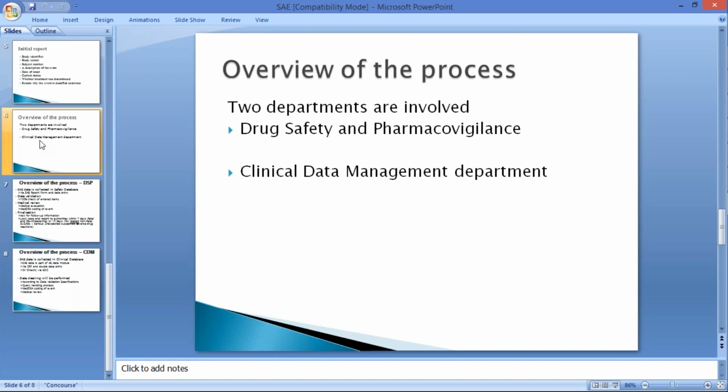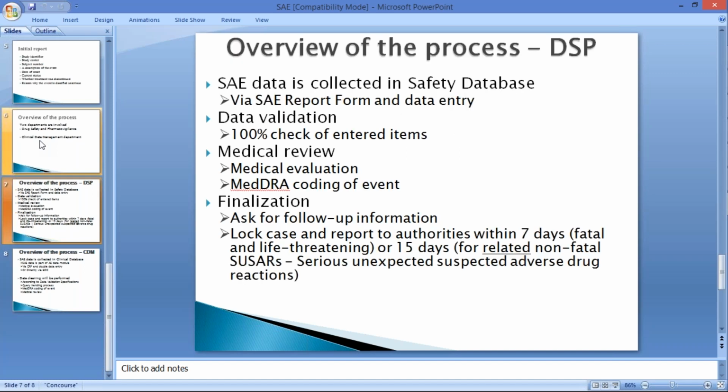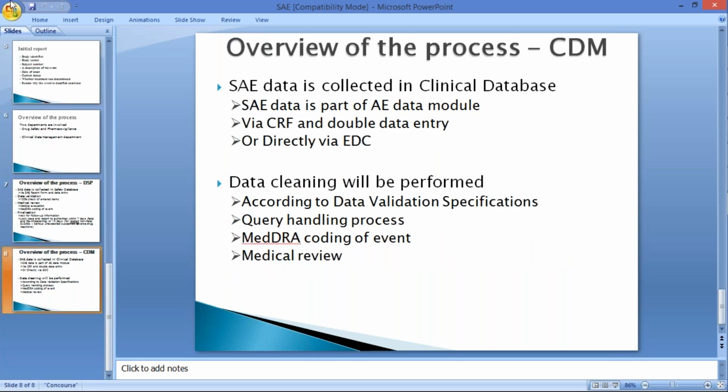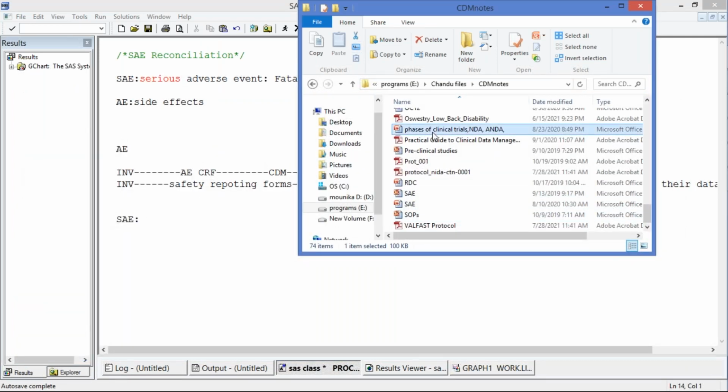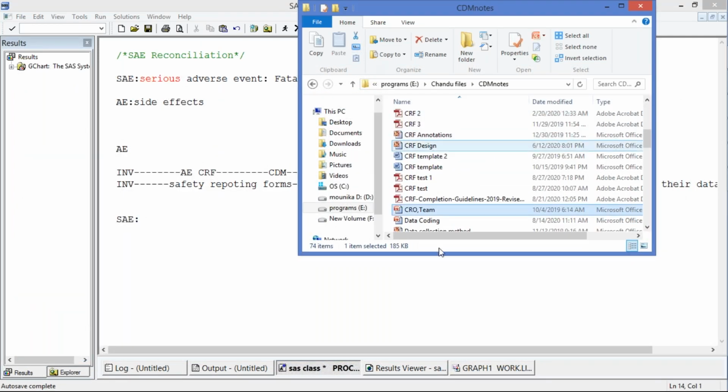Now we have an overview of the process, which is not that important because later we are going to discuss in detail the workflow of the CDM. Further slide. Okay, so this is just the workflow, but it's not clear. It is a very short overview. The elaborated one we'll see later. So this is SAE reconciliation.